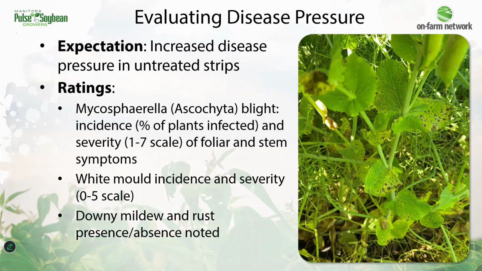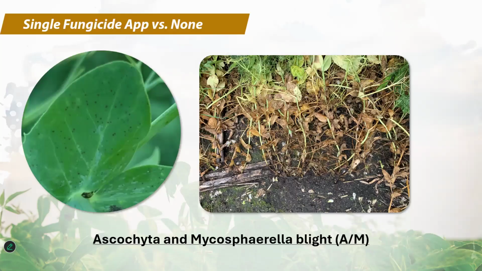Disease pressure was evaluated in every strip of the fungicide trials, and we're looking at incidence and severity ratings for Ascochyta blight, both foliar and leaf and stem infections. We're also looking at white mold, downy mildew, and rust if present. But Ascochyta blight continued to be the most common foliar disease observed in field peas, and it was prevalent at all sites. So we'll just look at that disease here.